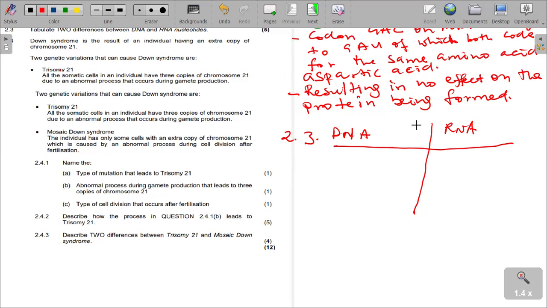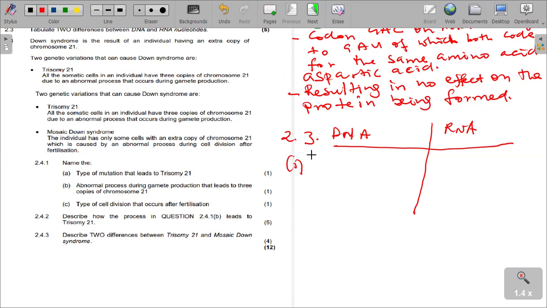I'm sure you know that nucleotides are the building blocks of DNA and RNA. So the question wants us to give the differences between these two. The first difference: DNA has got deoxyribose sugar.